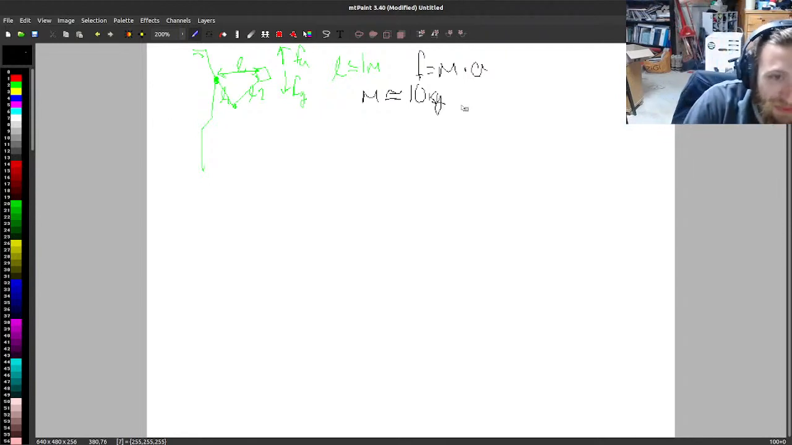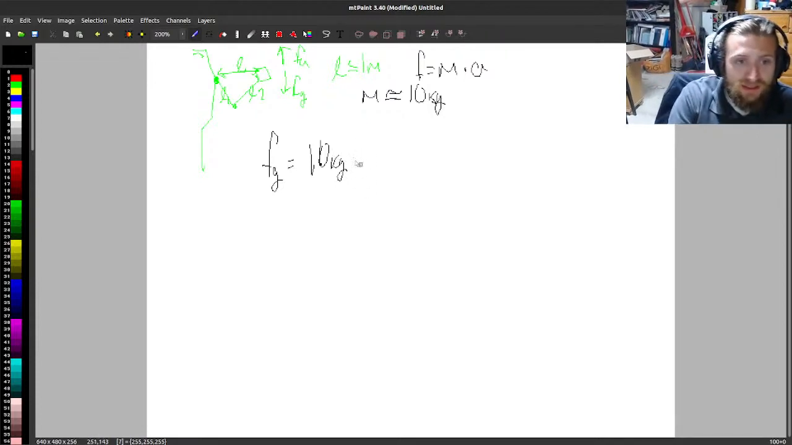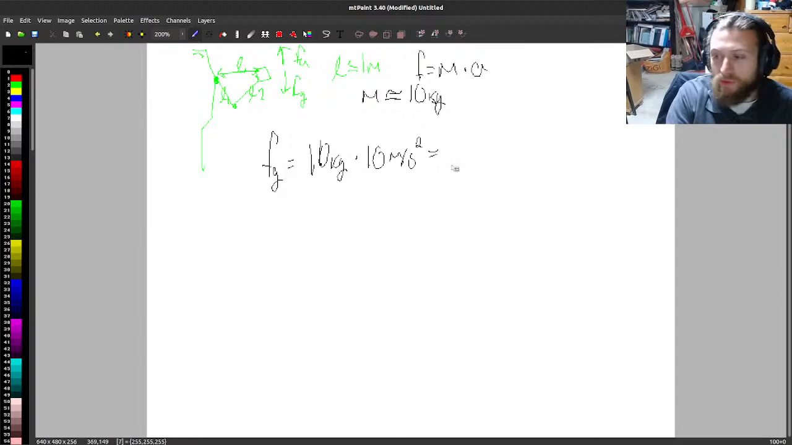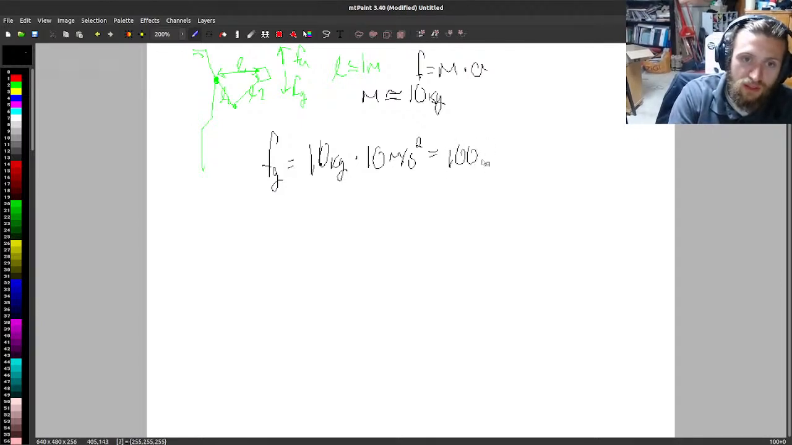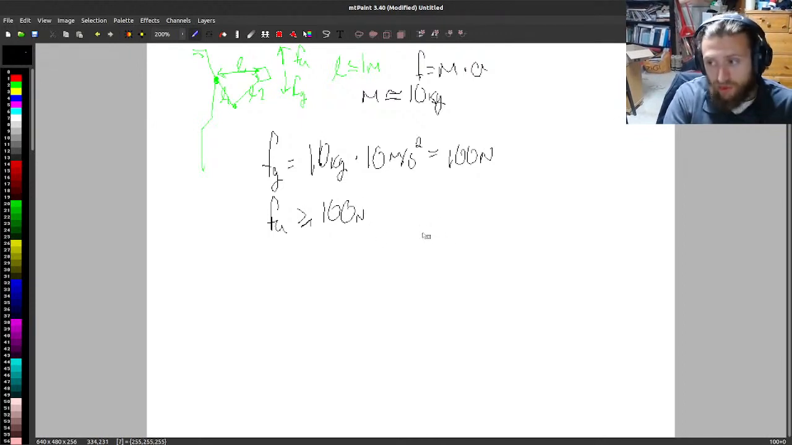Okay, so let's calculate the force of gravity. And a lot of people are going to get mad at me here. I'm going to say 10 kilograms is our mass. And I know gravity is 9.81, but I'm going to say 10 because it's going to make the math way easier. And also, in the spirit of rounding up, this is just going to give us 100 newtons instead of 98 newtons. Now, that means that our force applied at a very minimum must be greater than or equal to 100 newtons. It's going to be significantly greater.